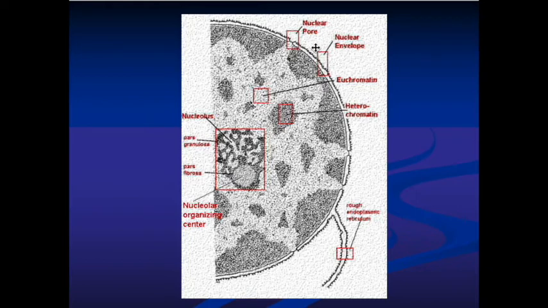Again, you can see that the nuclear envelope is actually connected to the rough ER. Here you can see two types of chromatin, the euchromatin and also the heterochromatin. I'm going to elaborate a little bit more on the euchromatin and heterochromatin in the next few slides.